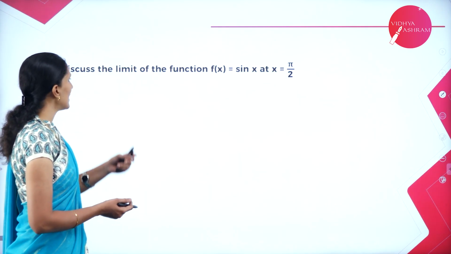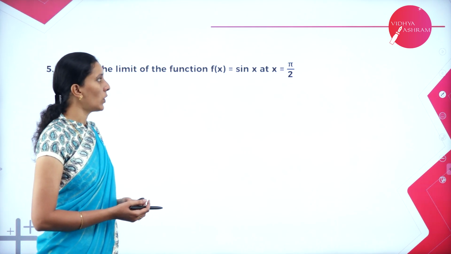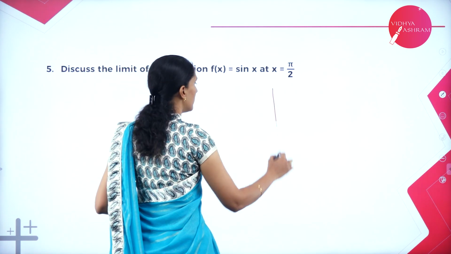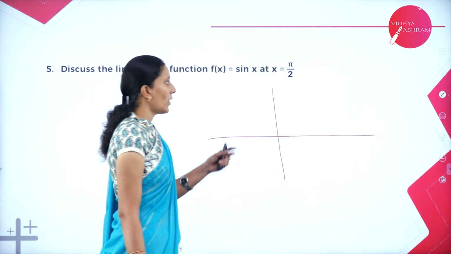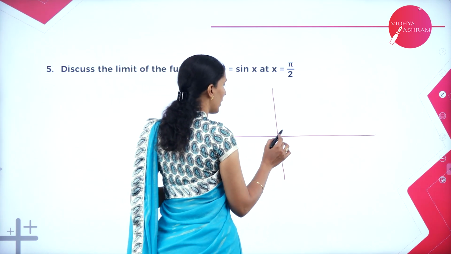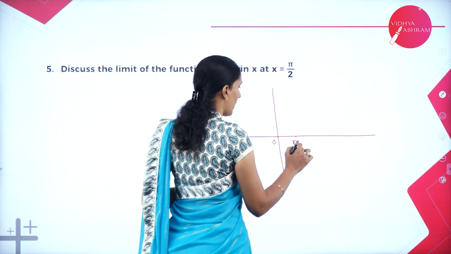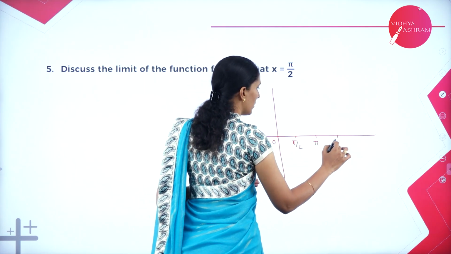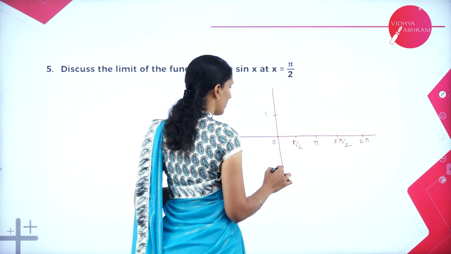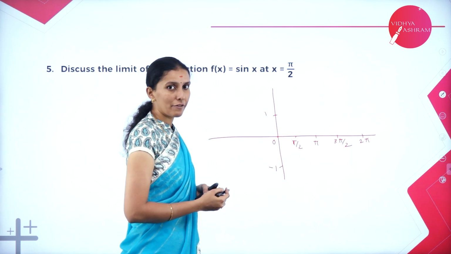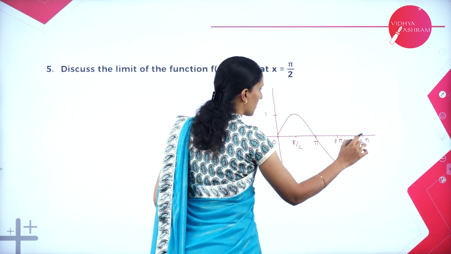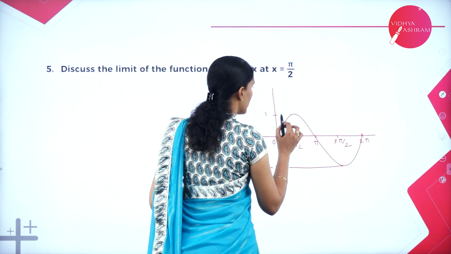Next, we discuss the limit of the function f of x is equal to sin x at x is equal to pi by 2. So, we have learned the graph of sin x. At x is equal to pi by 2, the value of the sine function is 1. So, if I take this as 0, pi by 2, pi, 3 pi by 2, 2 pi. So, this is 1 and minus 1. The maximum value of the sine function is 1. So, here I can draw the function like this. So, this is your minus 1 and this is plus 1.